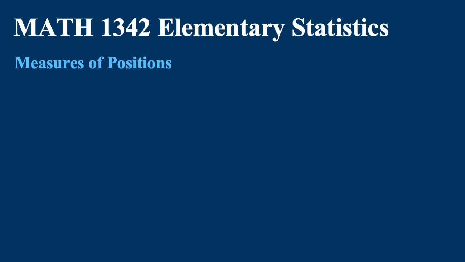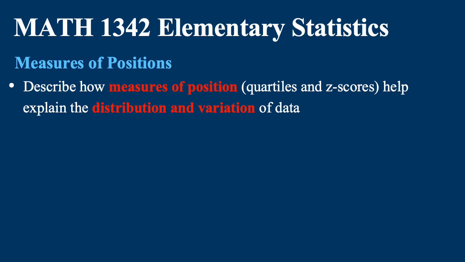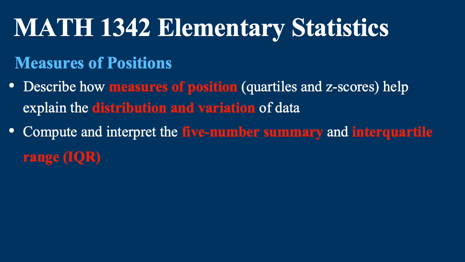What we're going to study today is measures of position. We will explain how measures of position such as quartile and z-score help us understand the distribution and variation of data. You will learn how to compute and interpret the 5-number summary and the interquartile range and use them to describe how data are spread out.